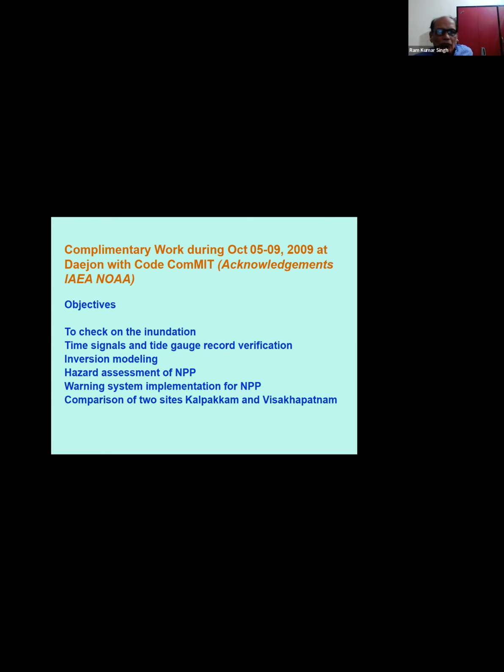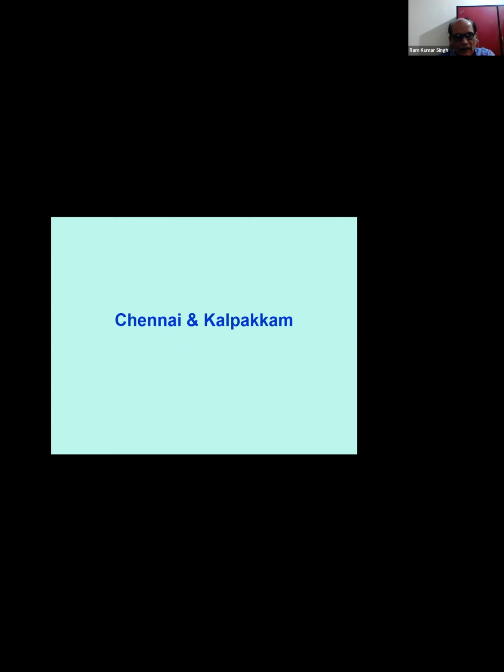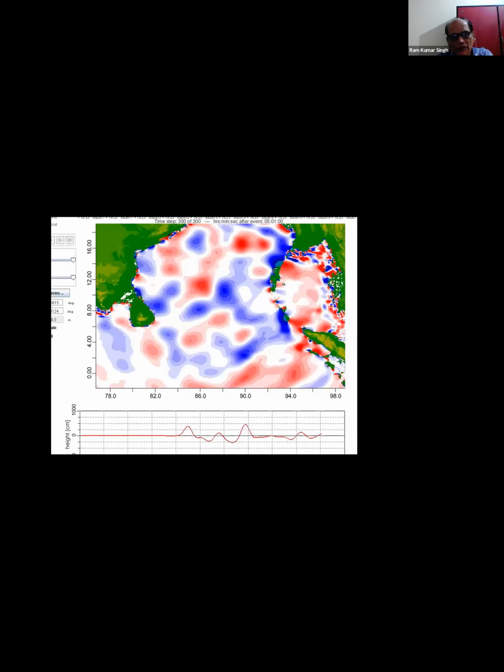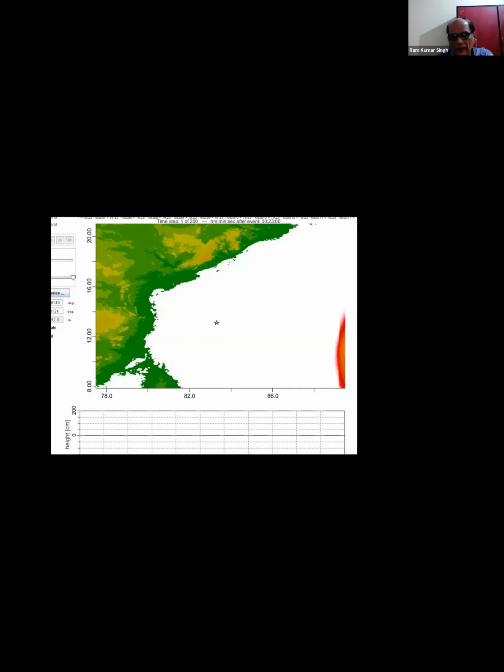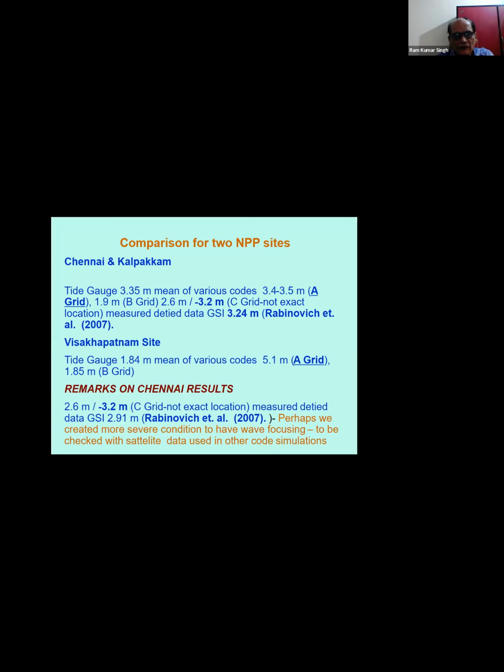Then we had also some opportunity to do complementary work in IAEA, and they had some codes which they had made available to all the participants, and this was again used for Chennai and Kalpakkam site. And here you see basically the wave heights, they were in good agreement. Similarly for Kalpakkam site also, and again for Vizag site we could predict that.